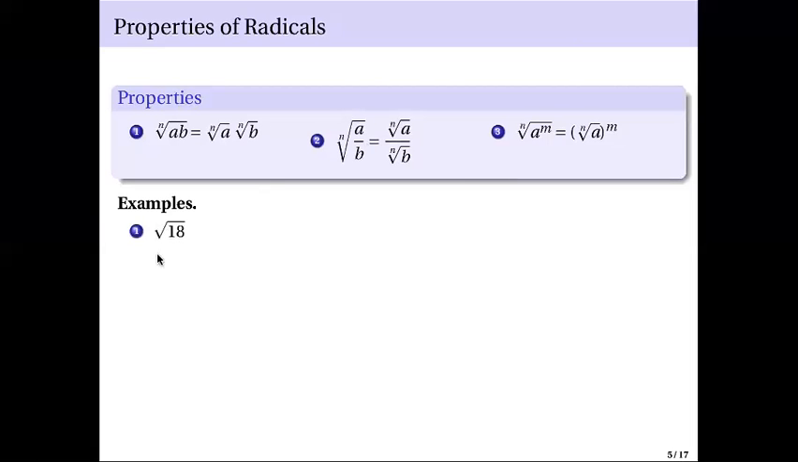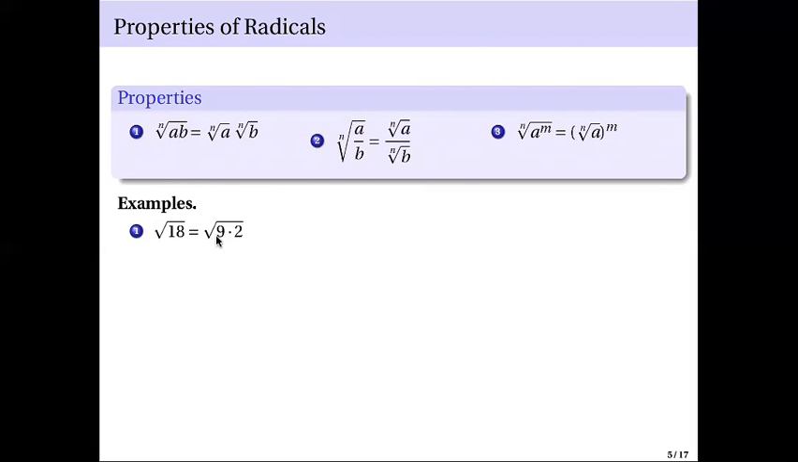First example here, we have square root of 18. So take note, there is no index here. It is assumed to be 2. That's why we have square root of 18. Now, 18 can be written as 9 times 2. It can also be written as 3 times 6. But we are going to use this 9 times 2.